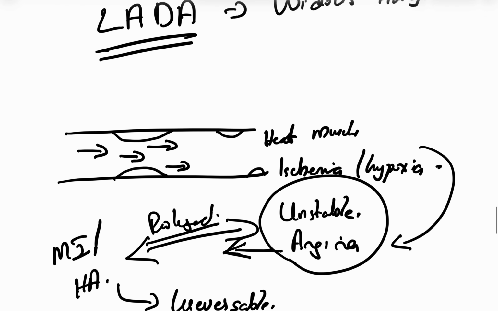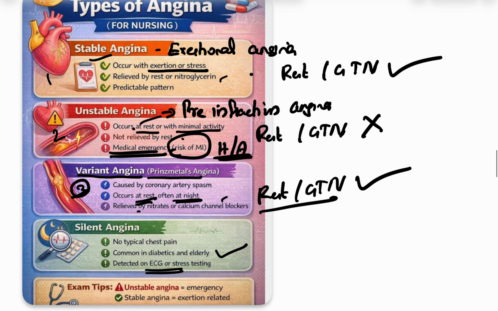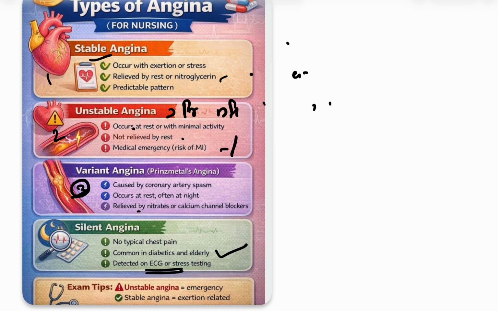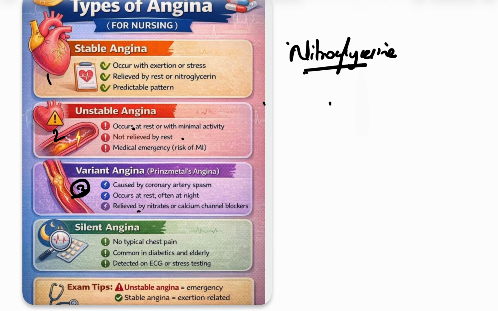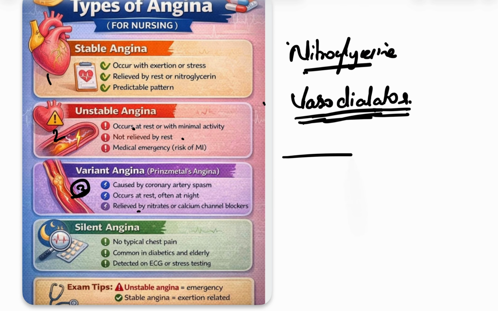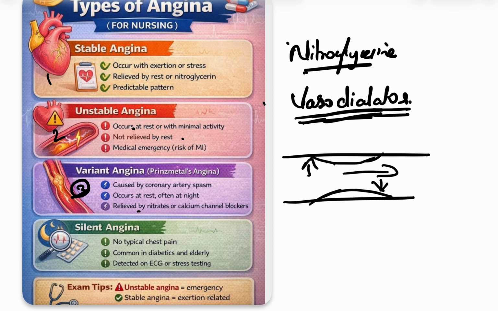Another thing to remember: when I was talking about stable, unstable and variant angina, I was saying that rest and GTN spray will help patients who are having angina. So what is a GTN or what is nitroglycerin? Nitroglycerin is a vasodilator. What is a vasodilator? Vaso means blood vessels. Dilator means it helps in the dilation of the obstructed blood vessels. So when we administer nitroglycerin to a patient, the patient's blood vessels get dilated and help in enough blood flow through the coronary arteries or whatever arteries are affected.